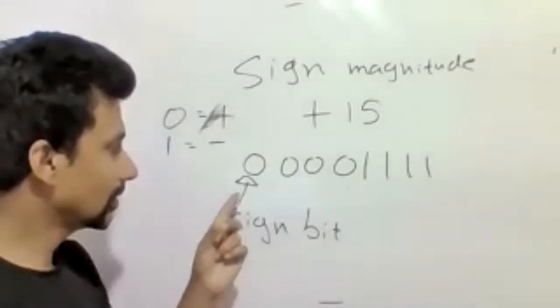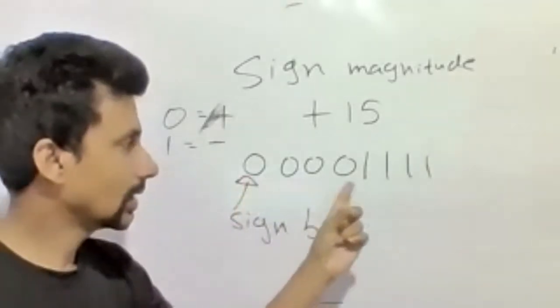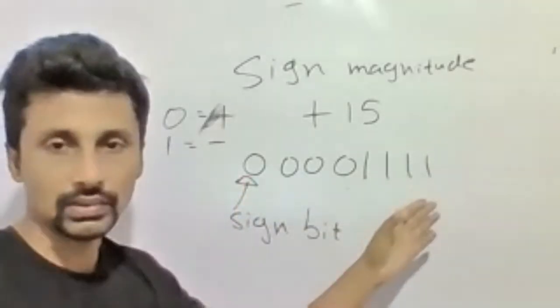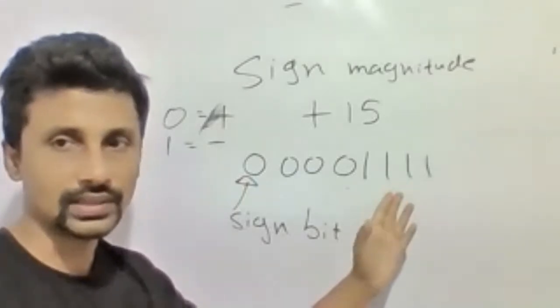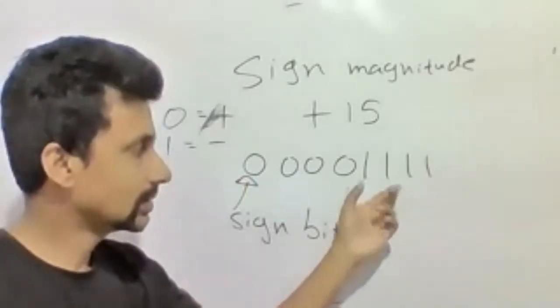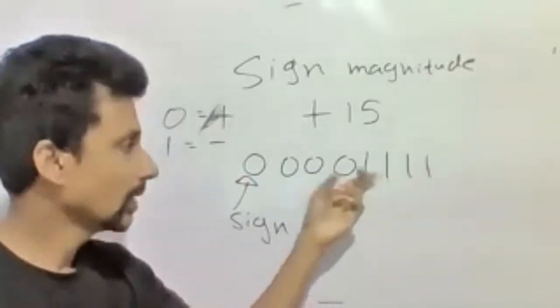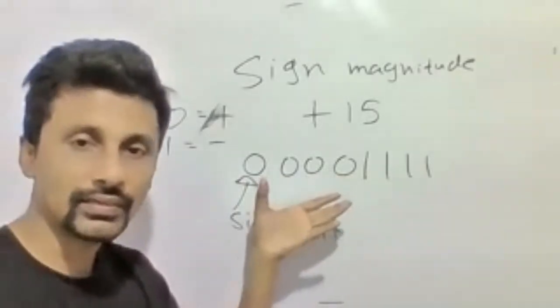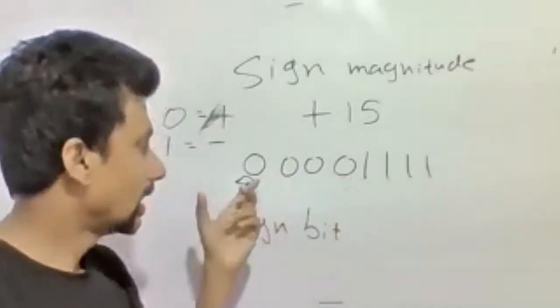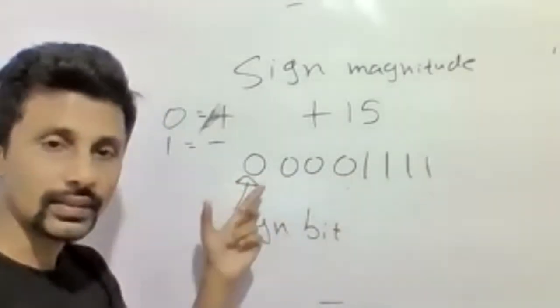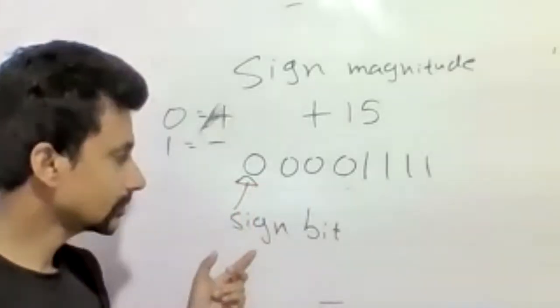Positive 15, so what happens? This is binary. Now you know how to convert binary to decimal, decimal to binary, that we have done. So this is the 15 value, and because we are representing with 8 bits, the first bit is representing the sign.